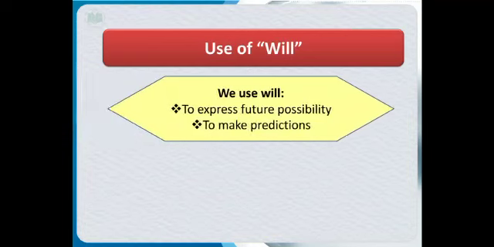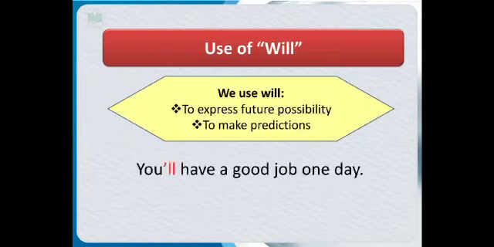Where do we use will? We use will to express future possibilities and to make predictions. There are 2 uses of will. Let's see the examples. You will have a good job one day, in which we are telling a future possibility. It is not sure. When the word will comes, it means that you are not sure about something. There is some kind of possibility, but not surety. So, you will have a good job one day.